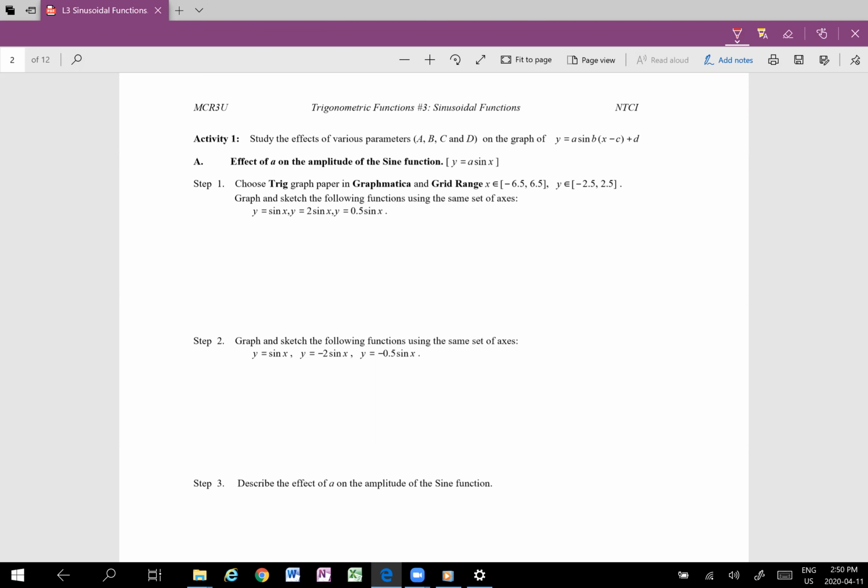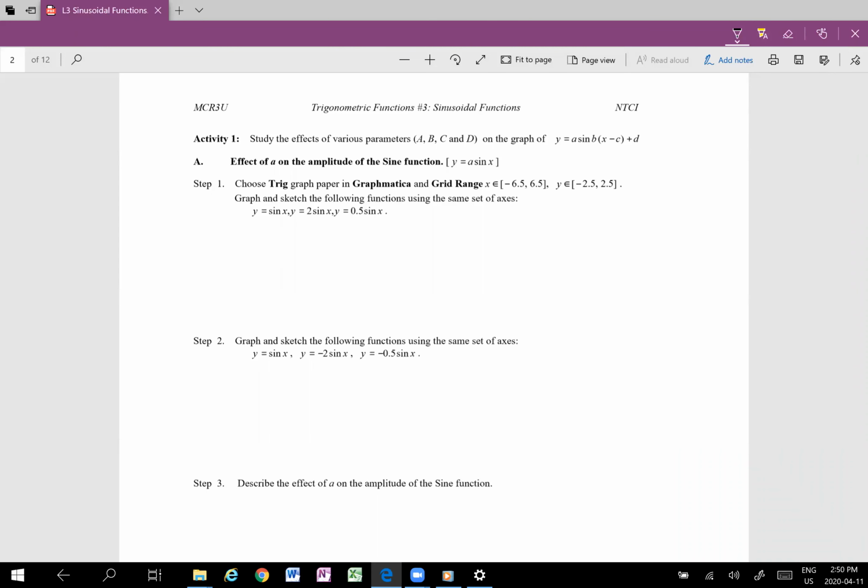The previous video, I think, walks you through the strategies of how to determine the equation of a sinusoidal function given its graph. I'm actually going to look at activity 1 and activity 2 from this package, and hopefully you'll be okay with these examples. Here we go.